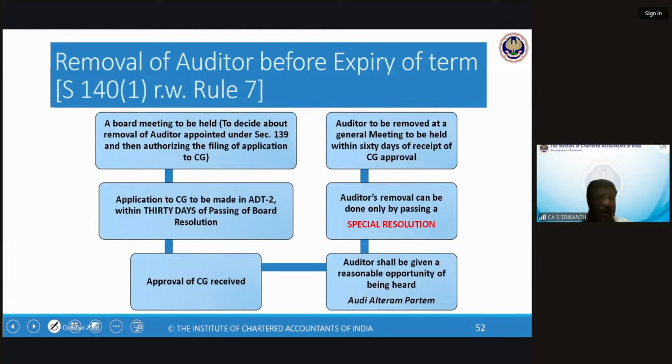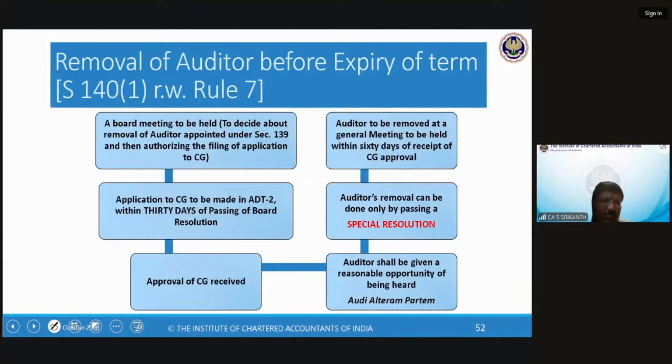Therefore, the law is very magnanimous and fair. If the board of directors want to remove the auditor, there is a procedure they have to follow, which is Rule 7. First, a board meeting has to be held to decide about the removal of the auditor appointed under Section 139, which means the MD cannot take this call. The MD cannot say, you get out. No MD can threaten the auditor.